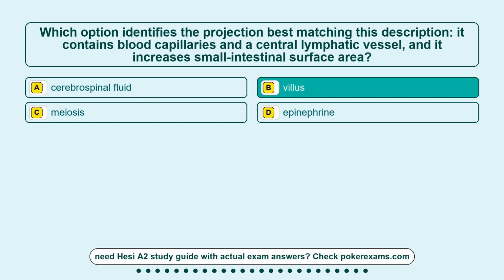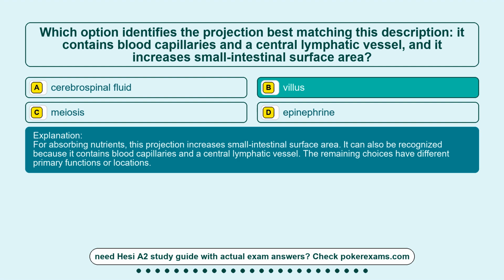The correct answer is option B, villus. For absorbing nutrients, this projection increases small intestinal surface area. It can also be recognized because it contains blood capillaries and a central lymphatic vessel. The remaining choices have different primary functions or locations.